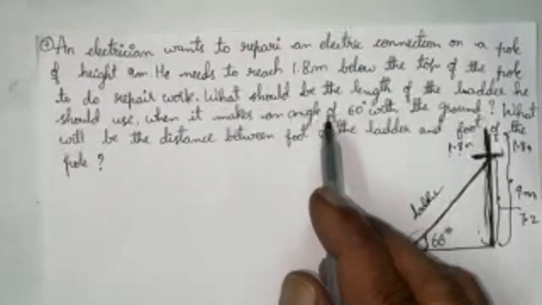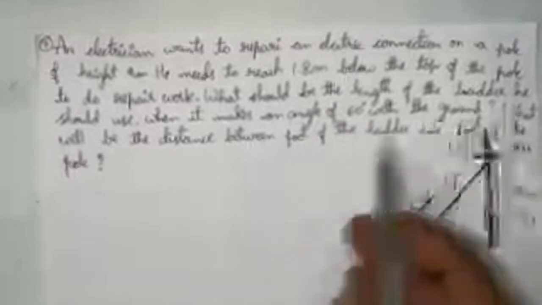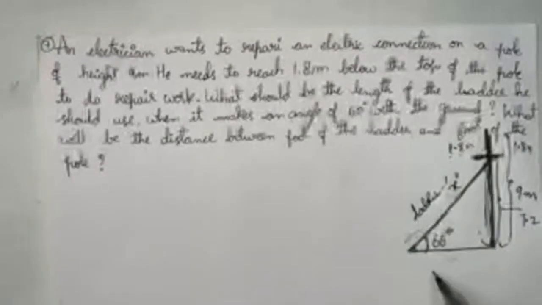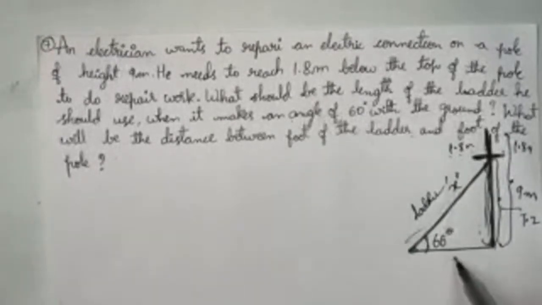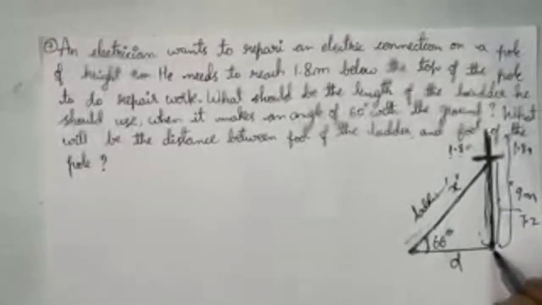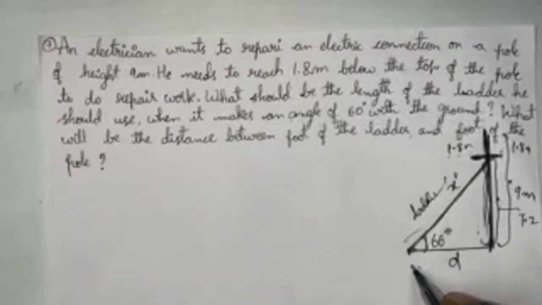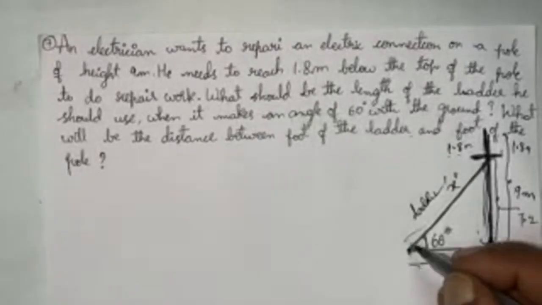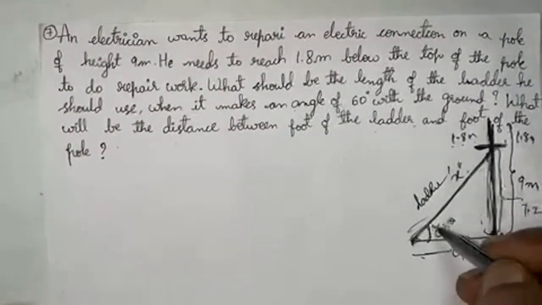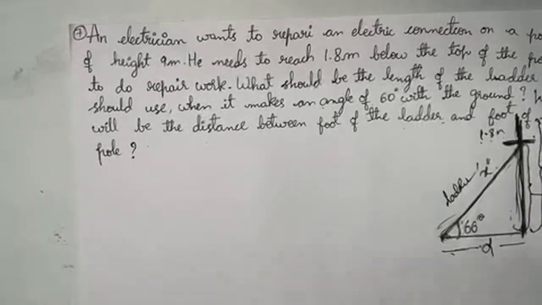So now, the length of the ladder we are taking as x. And what will be the distance between the foot of the ladder and the foot of the pole? This distance is also being asked. The distance between the foot of the pole and the foot of the ladder we are calling d, and the length of the ladder is x. So now it is time to calculate the length of the ladder x and the distance between the foot of the ladder and the pole.